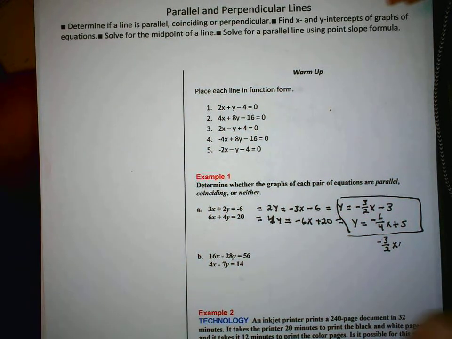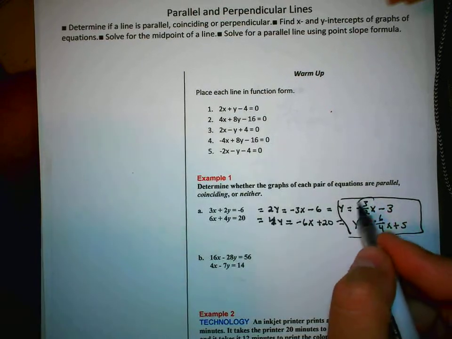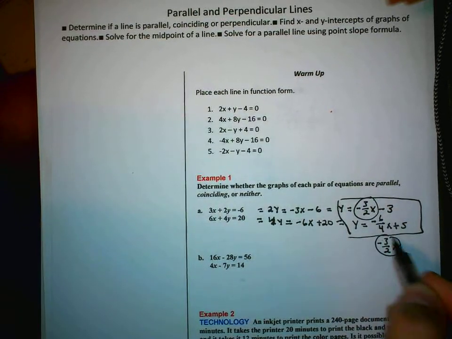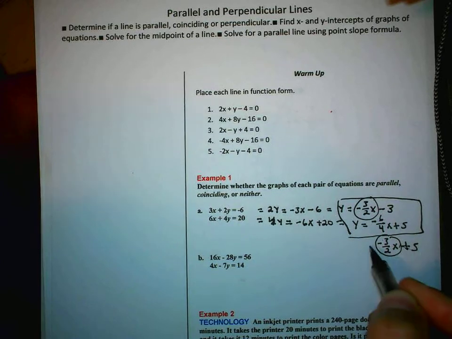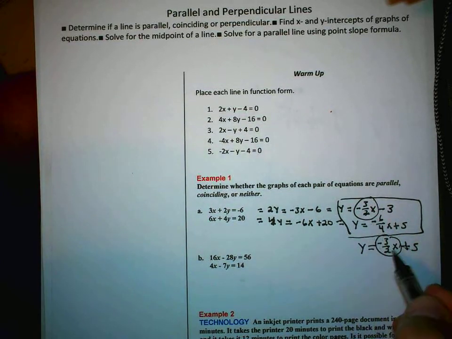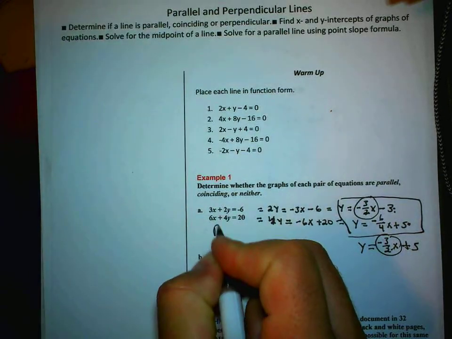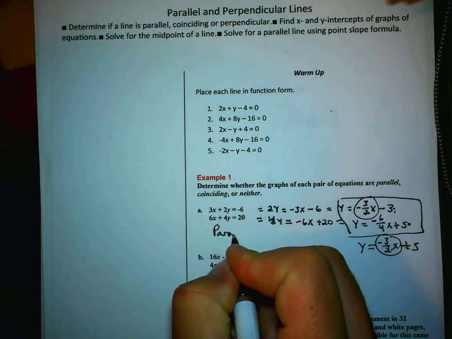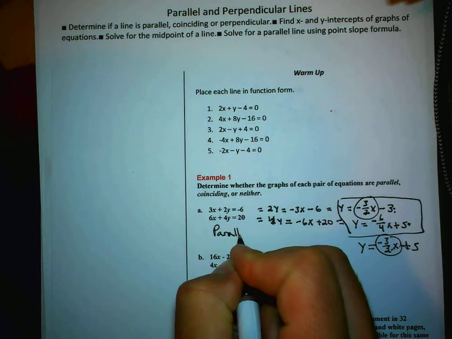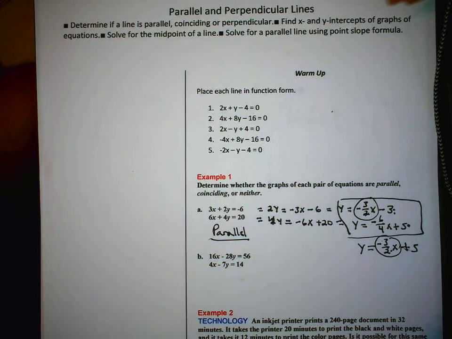Now, here's how you know if they're parallel. If they have the exact same slope and different y-intercepts, parallel. Parallel is our answer. Okay? Go on to the next one.